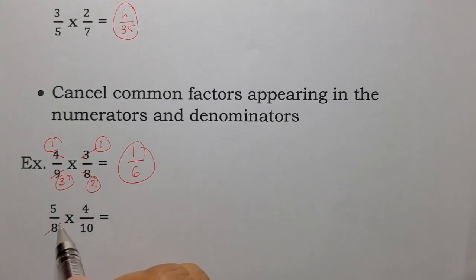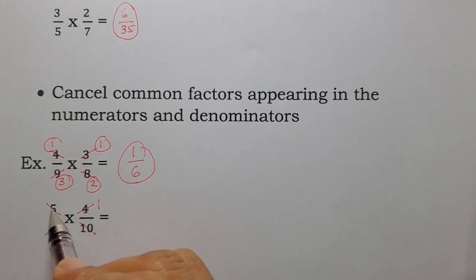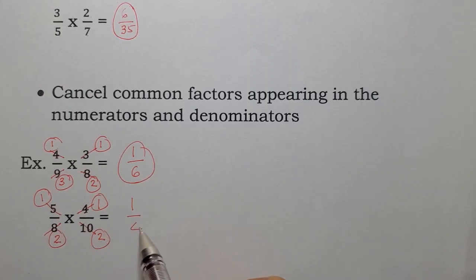Next one, both are divisible by 4 here. So this will become 1 and this will become 2. 4 divided by 4 is 1. 8 divided by 4 is 2. Same here and here, both are divisible by 5. 5 divided by 5 is 1. 10 divided by 5 is 2. Then if you have no more number to be cancelled, so you multiply numerator by numerator, that is equal to 1. Denominator by denominator, that is equal to 4. Final answer is 1/4.